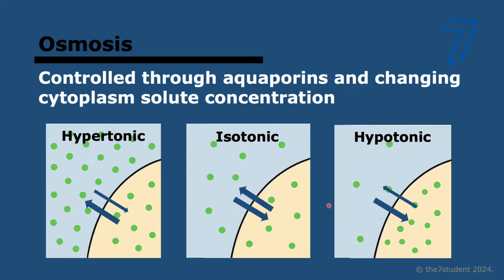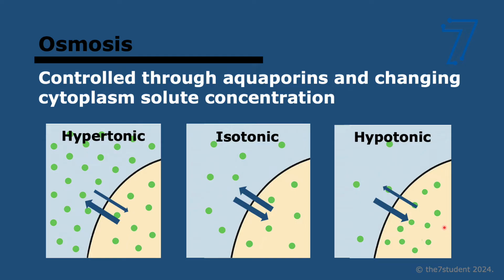In an isotonic environment, there's going to be no net movement. That doesn't mean there's no movement, okay? There is movement, but it's just the same in both directions. There's a dynamic equilibrium. However, if a cell is in a hypertonic environment, what's going to happen is that water is going to leave the cell more than it enters it, so a cell can shrink. And in a hypotonic environment, water enters the cell more than it leaves, so the cell can swell.